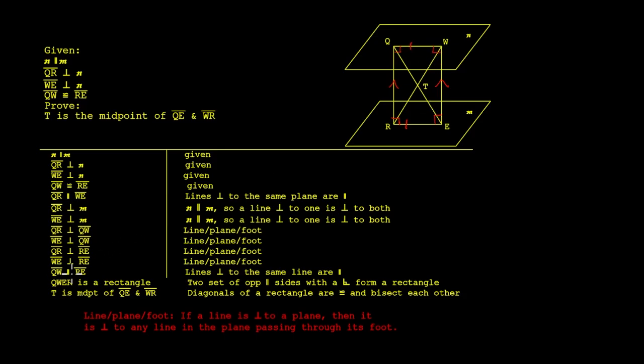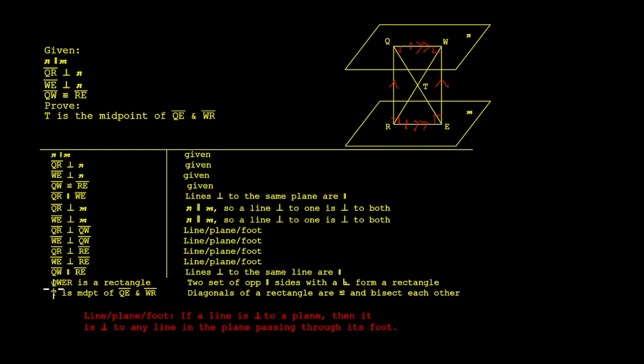From there, QW is parallel to RE. Lines perpendicular to the same line are parallel. QW is perpendicular to QR, and RE is also perpendicular to QR. Therefore, they are parallel to each other.